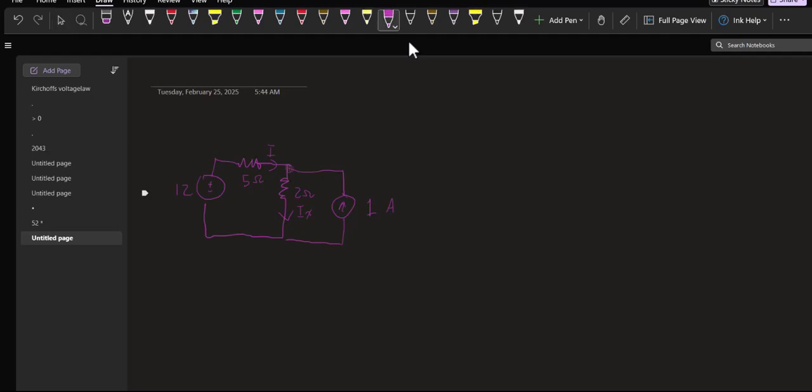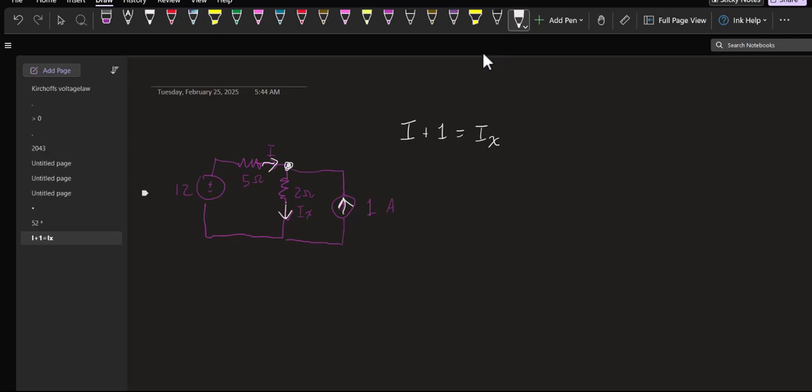So I've got a node right here, and I have currents coming in, so two currents coming in, I and 1 amp, and one current going out, IX. So I know that I plus 1 has to equal IX. Okay, now let's do KVL.